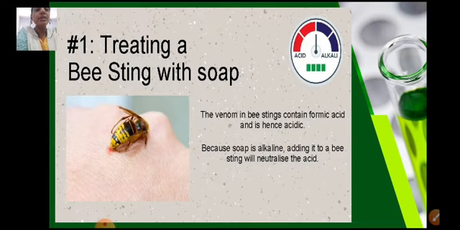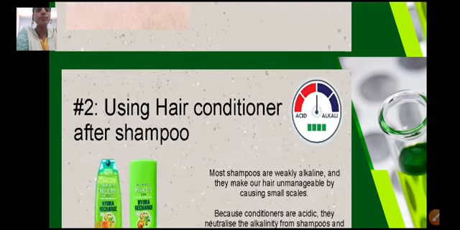Treating a bee sting with soap. The venom in a bee sting contains formic acid and hence it is acidic. Since the venom is acidic, it can be treated with an alkaline substance. Soap is a very good example of an alkaline substance. So this bee sting can be neutralized with the help of soap.